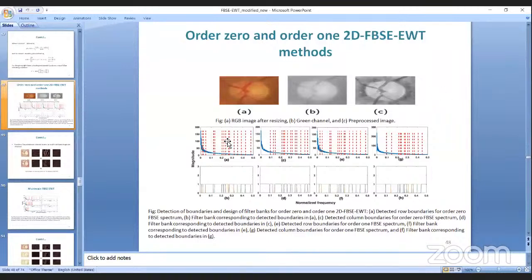After that, this is the average row spectrum and average column spectrum for the order 0 FBSE EWT method. Similarly, this is the average row and average column spectrum for the first order FBSE EWT method. And these are the corresponding designed filter banks for the average row spectrum and average column spectrum for the zero order FBSE EWT method. These are the designed filters for the first order FBSE EWT, the two-dimensional version, for the average row spectrum and the corresponding average column spectrum.